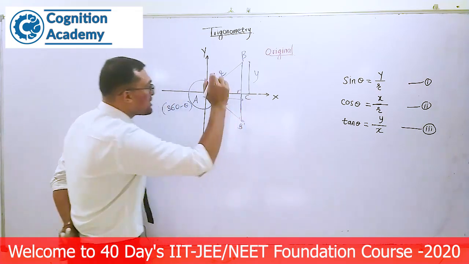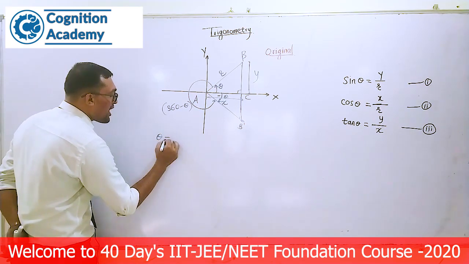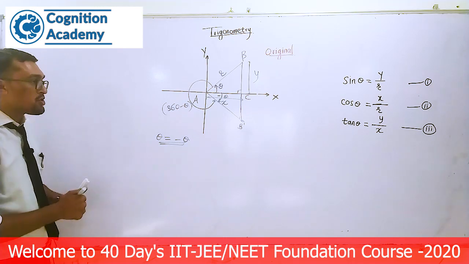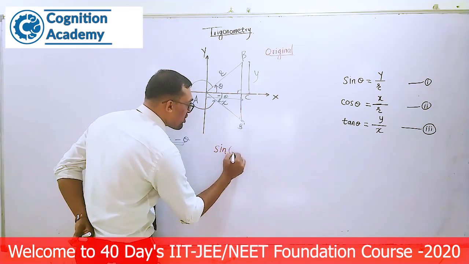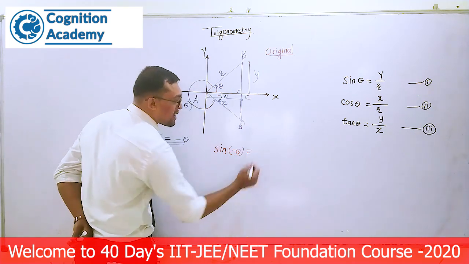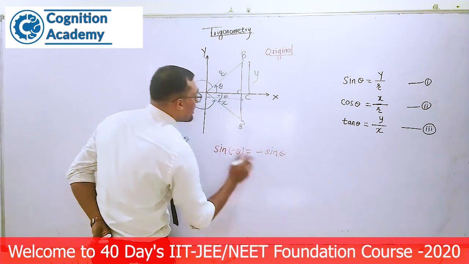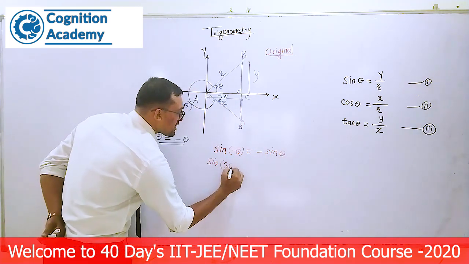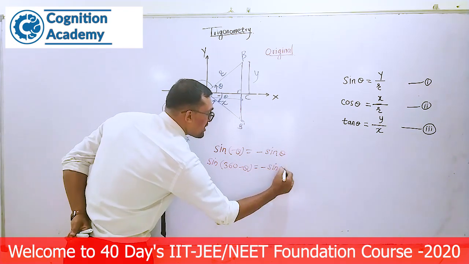We have already seen this scenario. This is nothing but the angle when theta is equal to minus theta. What were the ratios? Ratios were the same. Ratios were sine of minus theta. What does it become? It becomes minus sine theta. Here it is also the same. That is, the sine of 360 minus theta is also minus sine theta.